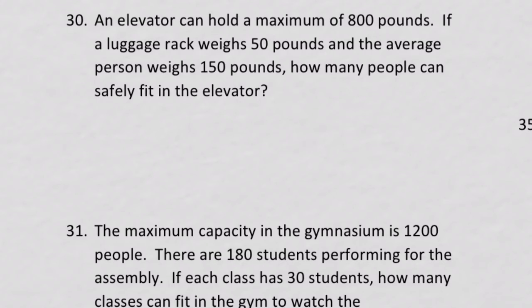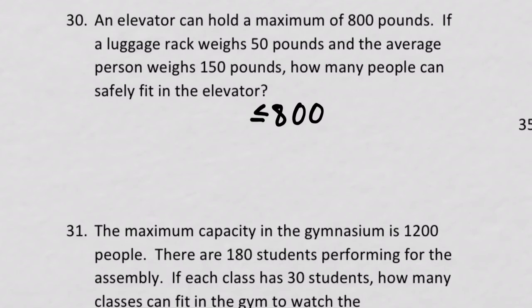Now let's look at number 30. An elevator can hold a maximum of 800 pounds. If a luggage rack weighs 50 pounds and the average person weighs 150 pounds, how many people can safely fit in the elevator? So there's a luggage rack in this elevator. The maximum is 800 pounds. That means whatever total weight we have has to be less than or equal to 800.